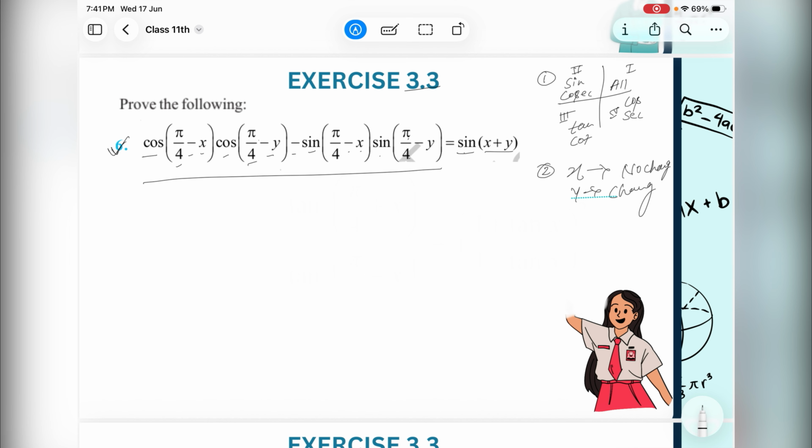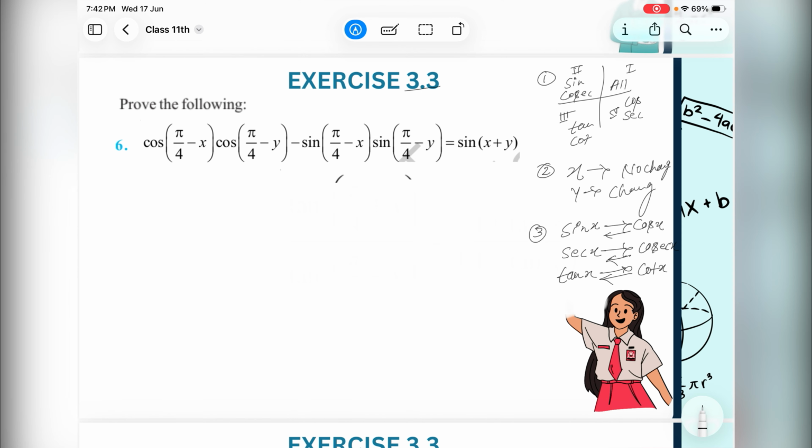So the third thing: sine x will change into cos x, and cos x will change into sin x. If we have sec x, then it will change into cosec x, and cosec x will change into sec x. If we have tan x, then it will change into cot x, and cot x will change into tan x. Now I think this is enough. Let's try to solve this, and if we find any observation, we will write it here again.